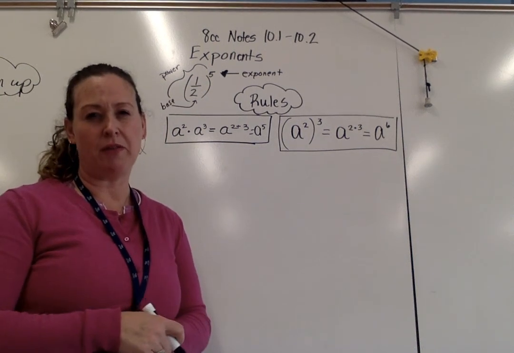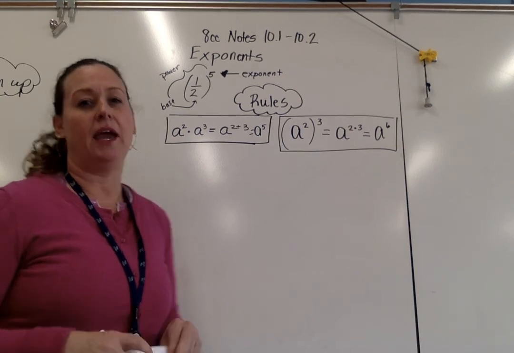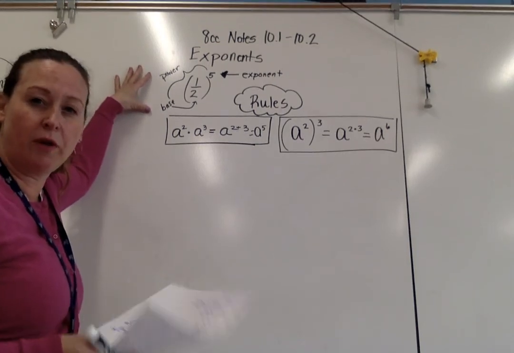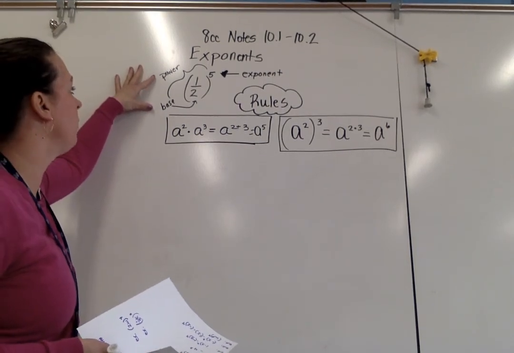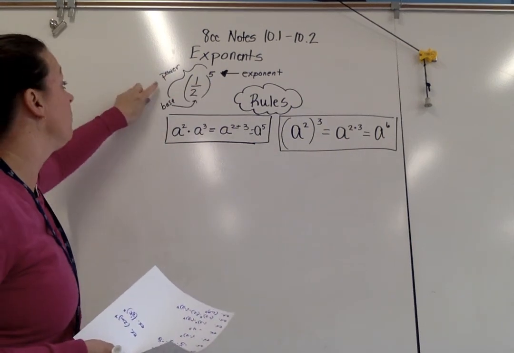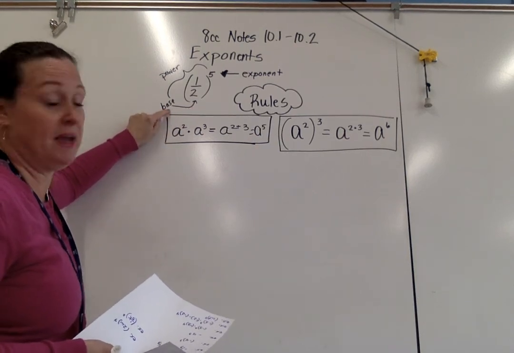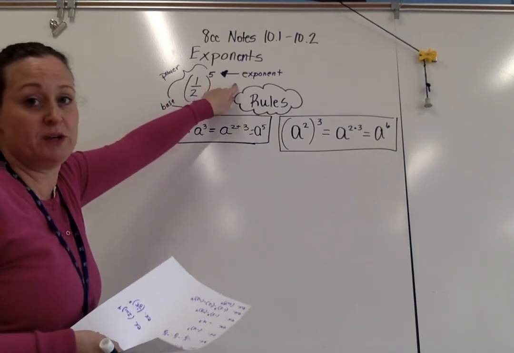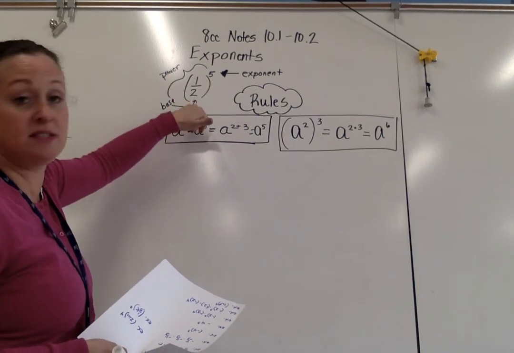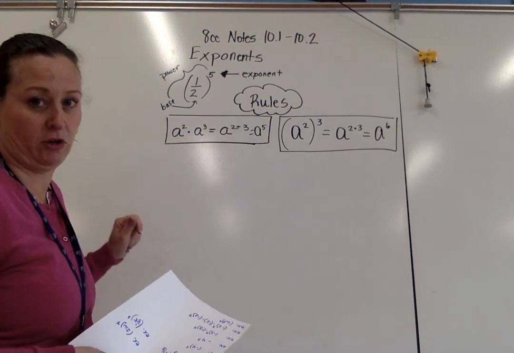Hi everybody, we're going to talk about the 8th grade Common Core notes for 10.1 and 10.2, exponents. As we look at the vocabulary that's going to be used, it's very important to know that 1/2 to the 5th power is referred to as a power. The 1/2 is referred to as the base, and the 5 is referred to as the exponent. So when we say 1/2 to the 5th power, the base is a half and 5 is the exponent, and 1/2 to the 5th power altogether is called a power.